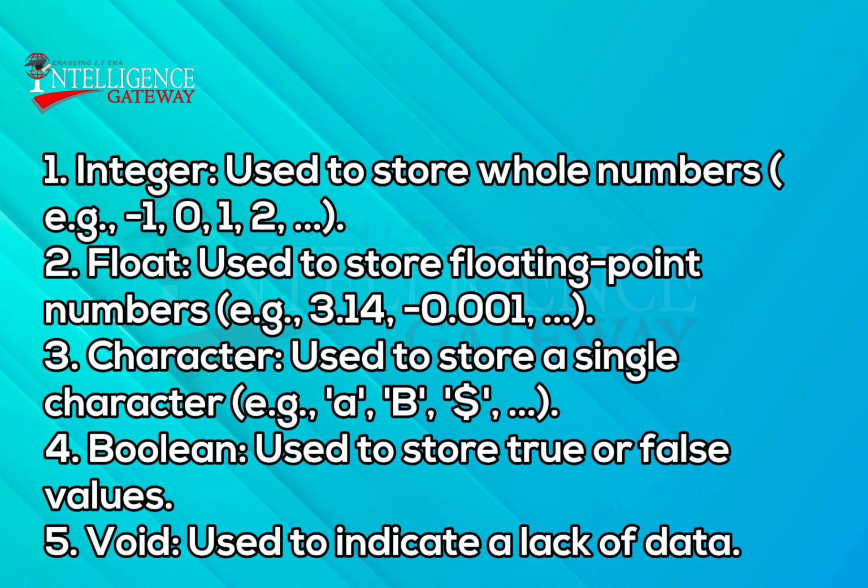2. Float, used to store floating point numbers, e.g., 3.14, -0.001. 3. Character, used to store a single character, e.g., a, b, $. 4. Boolean, used to store true or false values. 5. Void, used to indicate a lack of data.